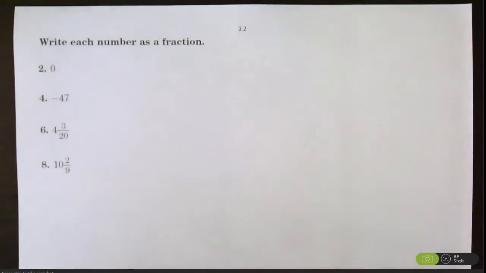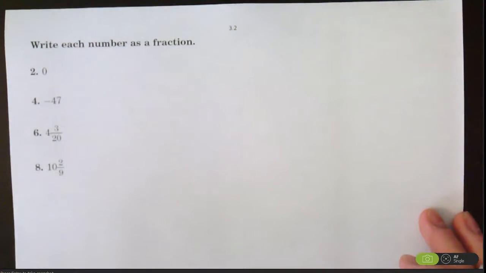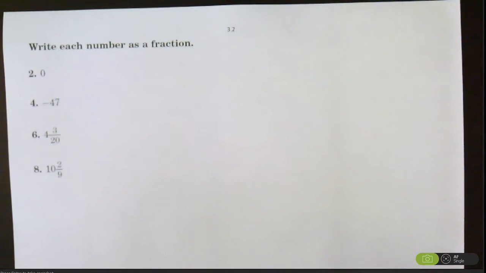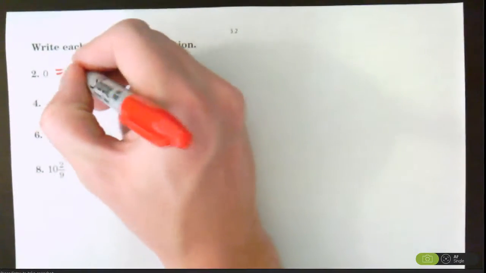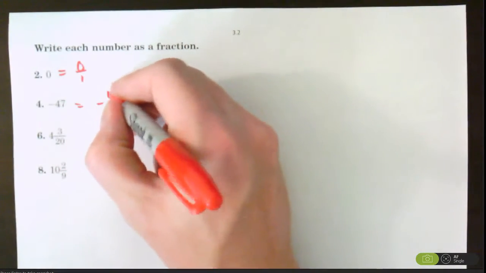Okay, here are some problems from section 3.2. We're supposed to write these numbers as fractions. Well, if it's a whole number, the trick is just put it over 1. So 0 over 1 is 0. Same thing with negative 47, negative 47 over 1.